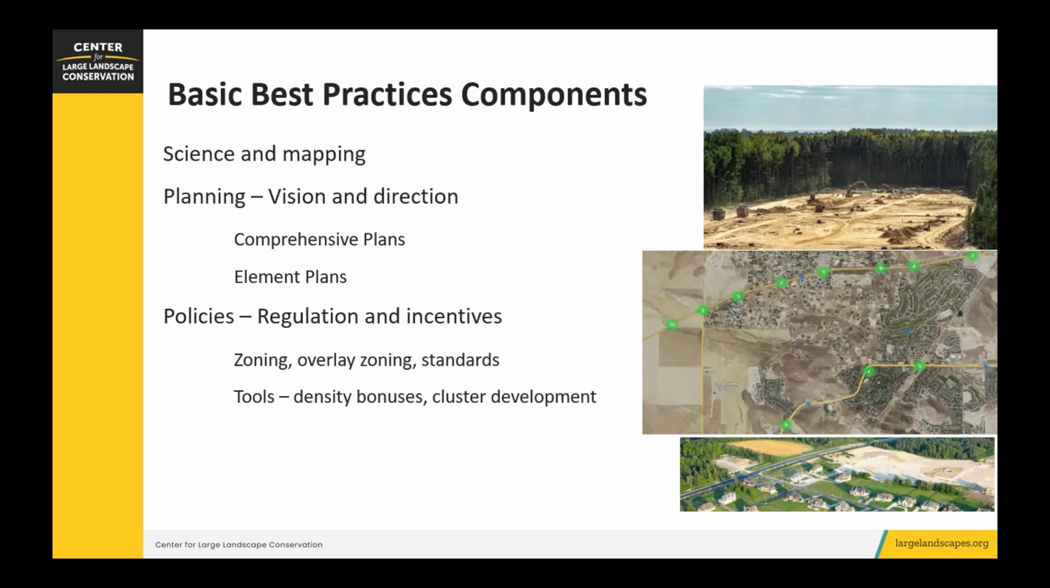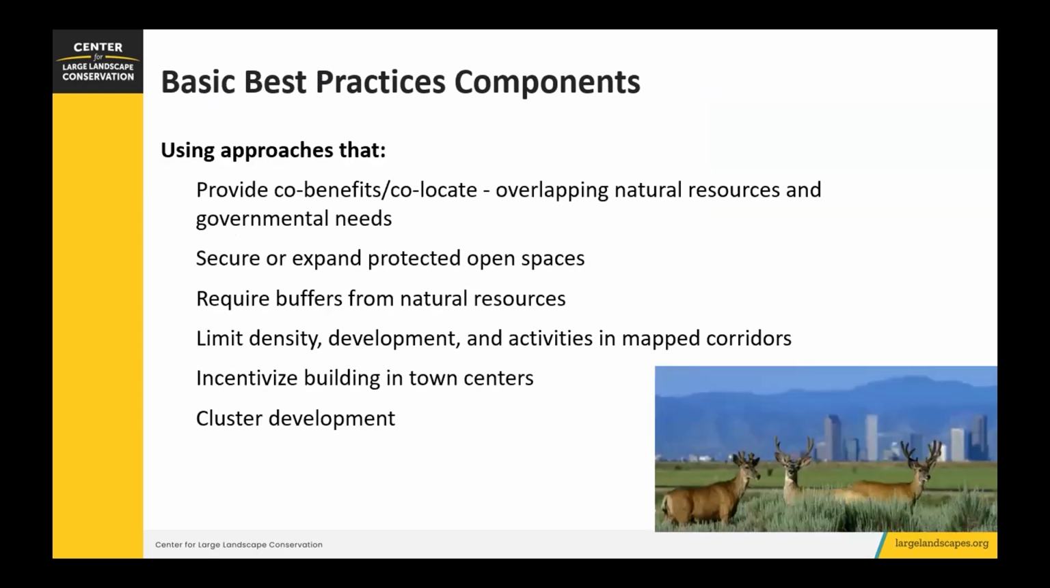Then you've got the tools that are available that are incentive-based and voluntary, that help push things to get what you want without forcing folks to do it, like density bonuses and pushing for cluster development. And then overall, generically, you're trying to use approaches that have co-benefits or co-locate. So it's a lot easier to say, hey, we're not only protecting wildlife habitat in this area, we're also working on things you need to protect anyway, like floodplains and washes and storm situations, and anything else that folks are trying to protect in some form or fashion.